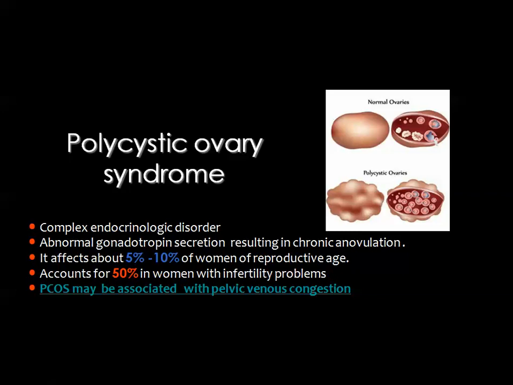Then the polycystic ovary syndrome is a disease which may result from abnormal gonadotropin secretions resulting in chronic anovulation. It affects about 5 to 10% of the women in the reproductive age, and 50% of the patients may be infertile. Polycystic ovary syndrome can be associated with the pelvic venous congestion syndrome, which I will mention later on.